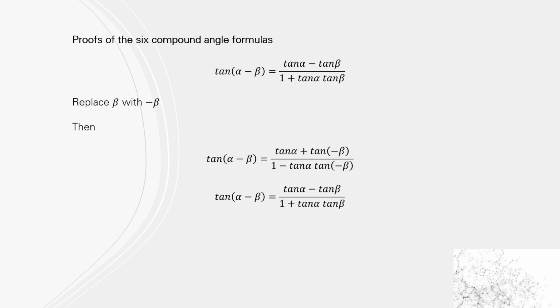Same as what we've done before, in the tan of alpha plus beta, if we replace with minus beta, you're going to get tan alpha plus tan of minus beta over 1 minus tan alpha tan of minus beta. Now tan of minus beta goes into the fourth quadrant, it's also negative, hence why we get tan alpha minus tan beta over 1 plus tan alpha tan beta.